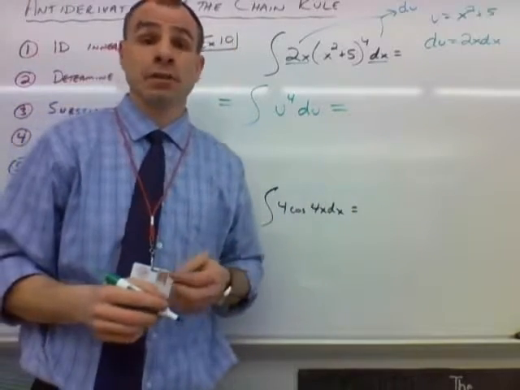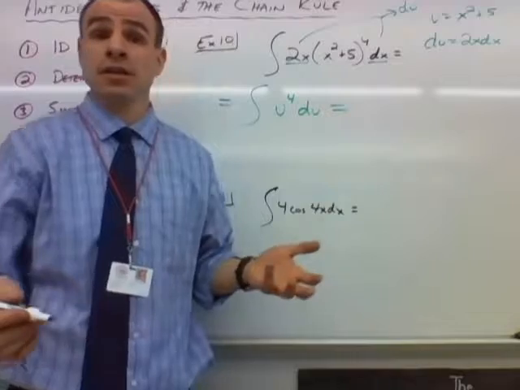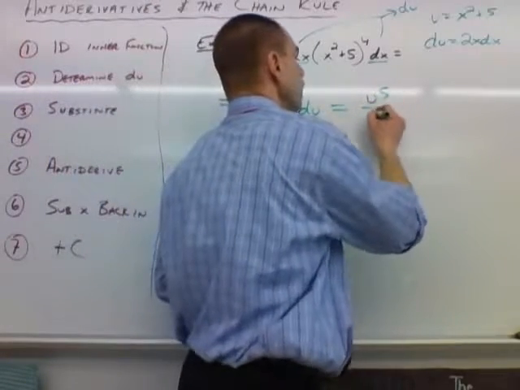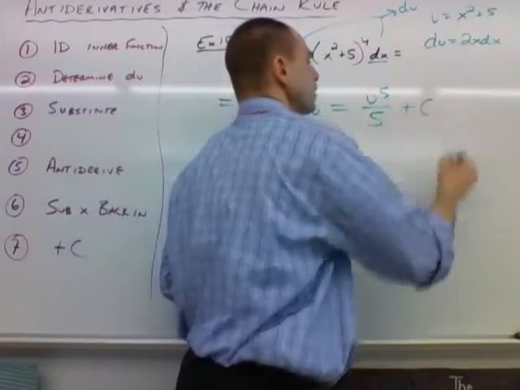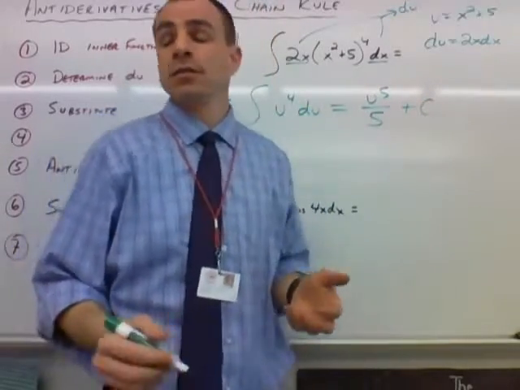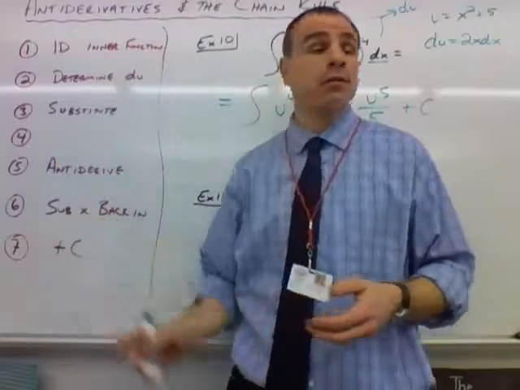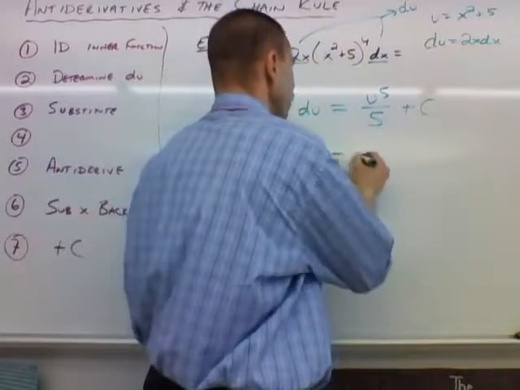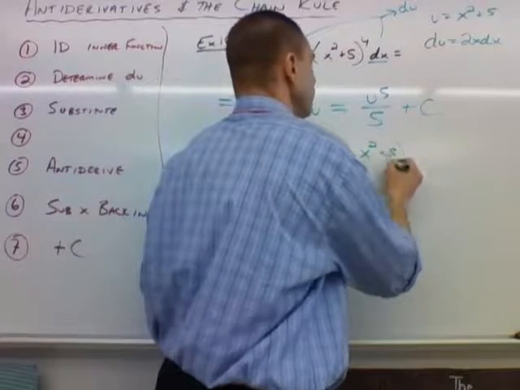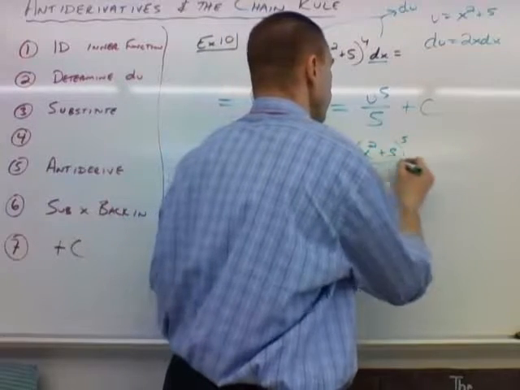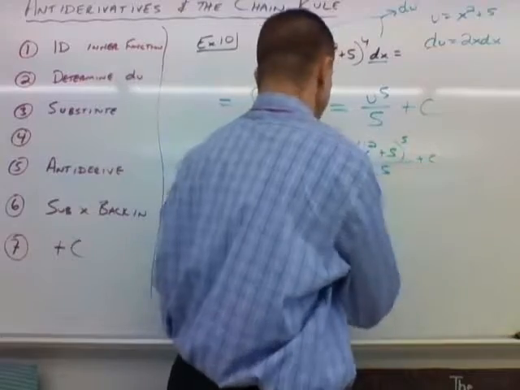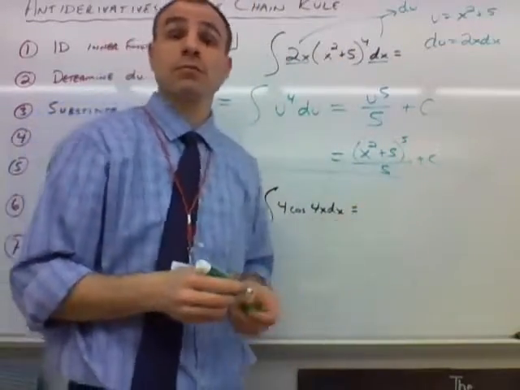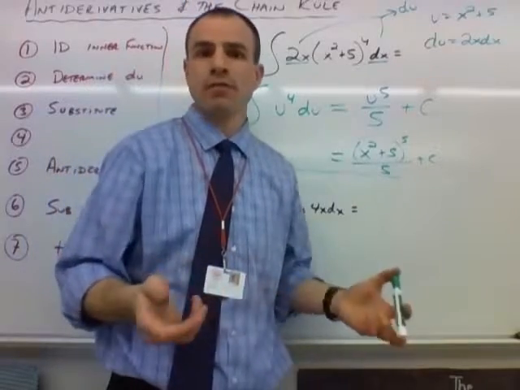We want the antiderivative of that. That's nice and easy to do. It becomes u to the fifth over 5. So we have u to the fifth over 5. Don't forget your plus c. And then last but not least, we're going to sub x back in. u is equal to x squared plus 5. So we're going to have x squared plus 5 to the fifth over 5 plus c. And that will be our answer. If you're not sure, just double check it by deriving.